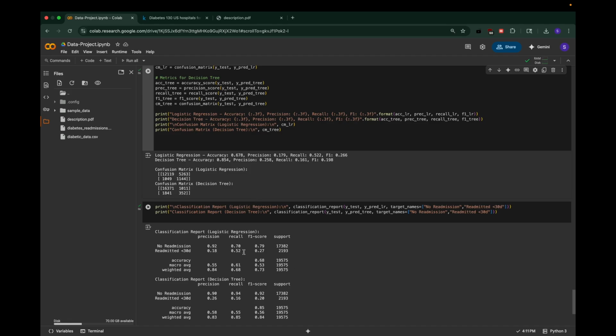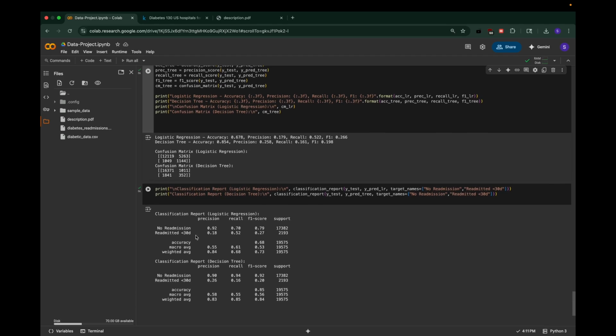Then we see the overall scores. The logistic model achieves an accuracy of around 68% in identifying patients who weren't readmitted, with 92% precision and 70% recall. However, for the readmission within 30 days class, the model showed limited precision, but it still had a relatively high recall, meaning it was capturing more true positives, but at the cost of many false positives.